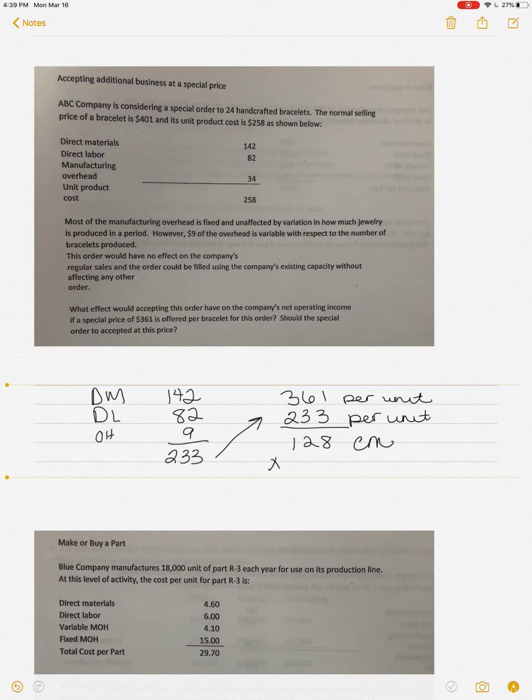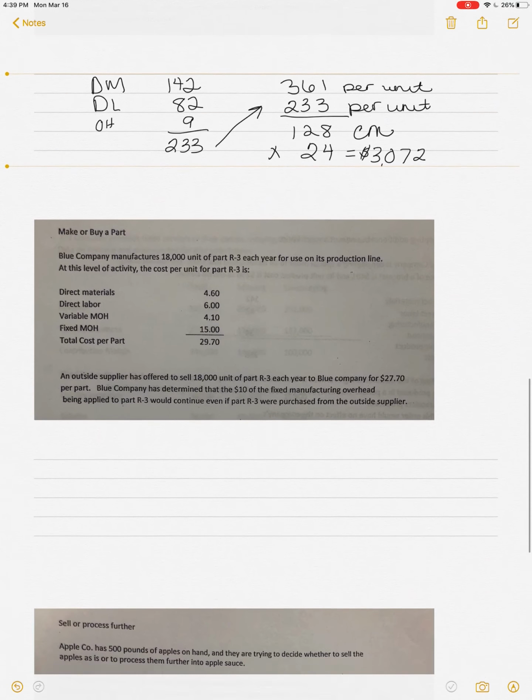I'm going to multiply that by the number of units that they're willing to buy, which is 24. I'm going to have to do some math here real quick. 128 times 24, that's 3,072. So my income will increase by $3,072. So I'm willing to do this project.